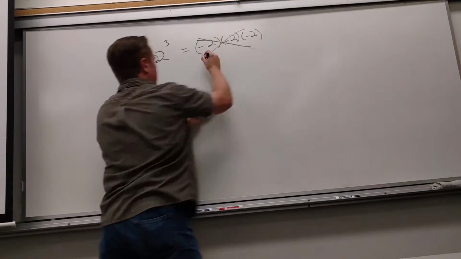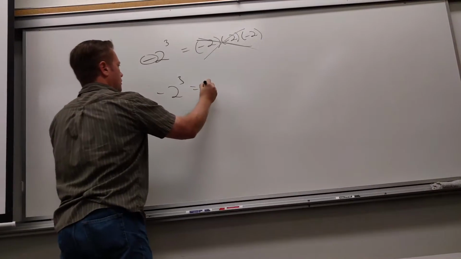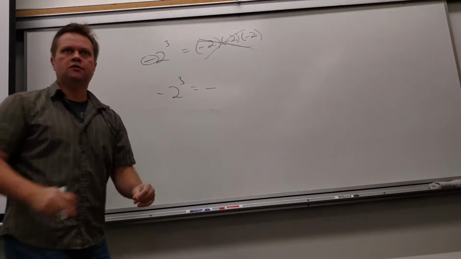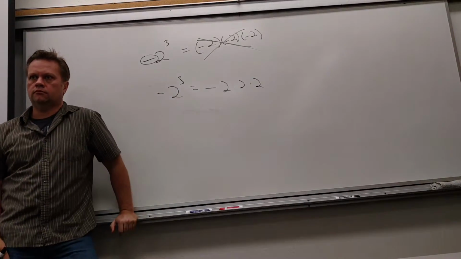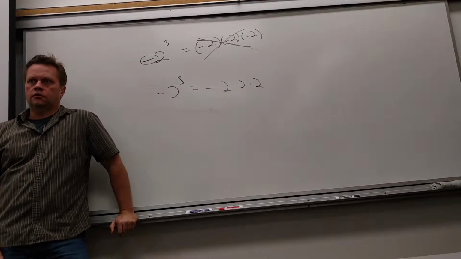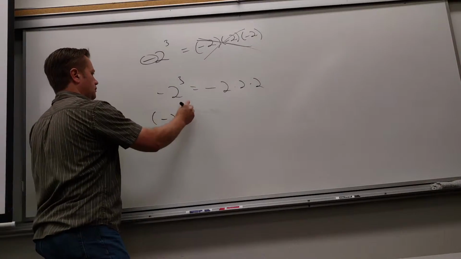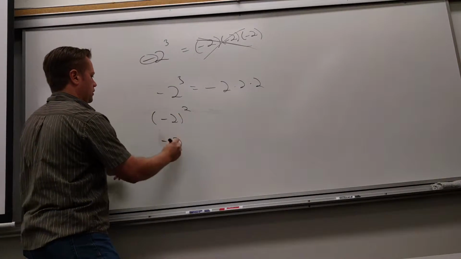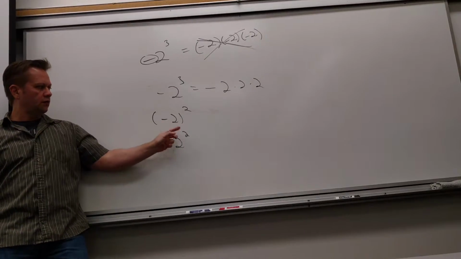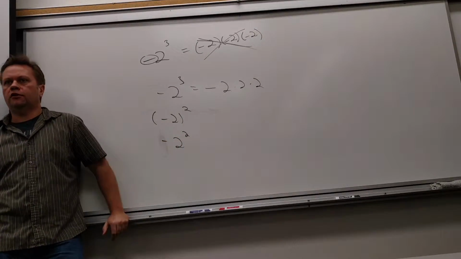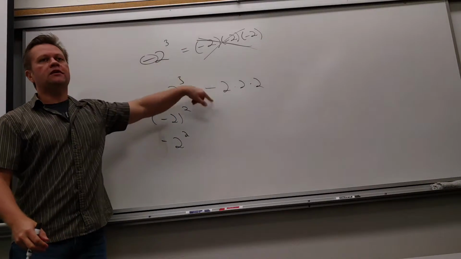So this is not right. This is negative times 2 times 2 times 2. Did we ever do that? Of course we did. I talked about the difference between this and this, and it's the same exact thing. Here I'm squaring a negative, here I'm squaring a 2, and there's a negative in front of it. Now here, the answer comes out the same either way.